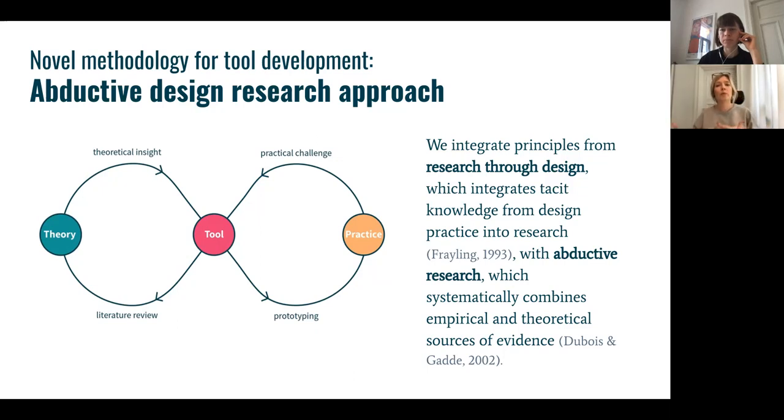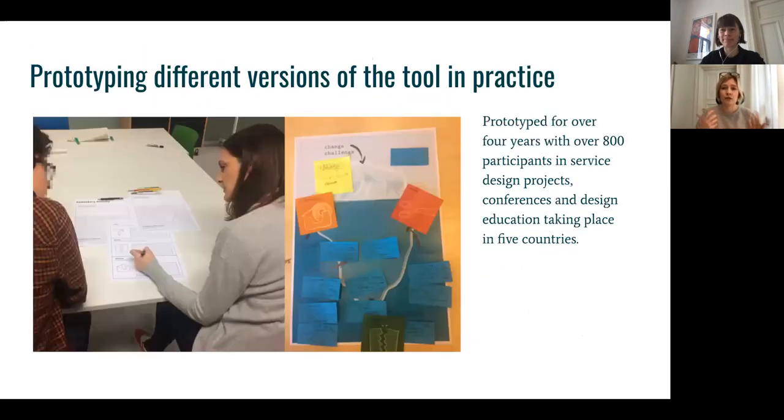And then when we were prototyping and testing the tool in practice, we could see potentially new practical challenges that would again inform the tool, as well as the inquiry into the literature and the theory to see how we could potentially solve these issues that we were seeing in practice. So the tool really developed throughout this very iterative approach and a combination of both the theoretical and the empirical and practical insights. And next, Josina will go through the different iterations.